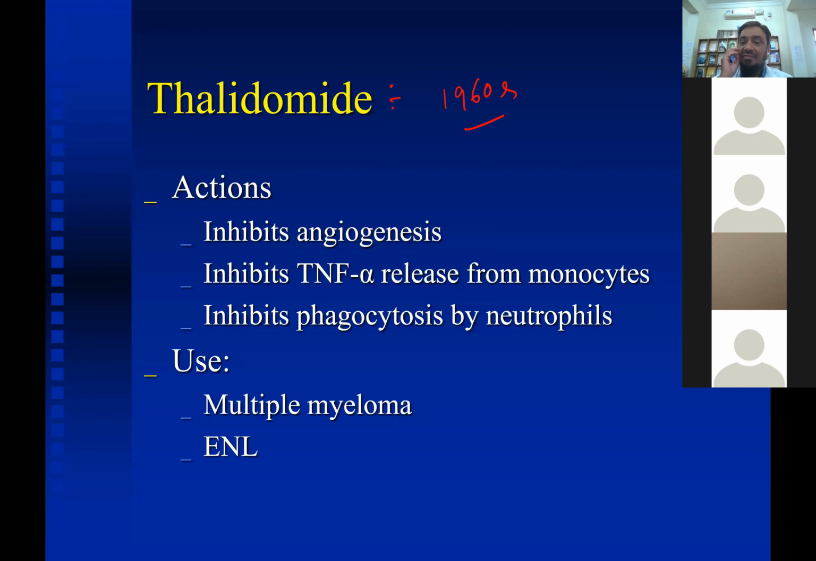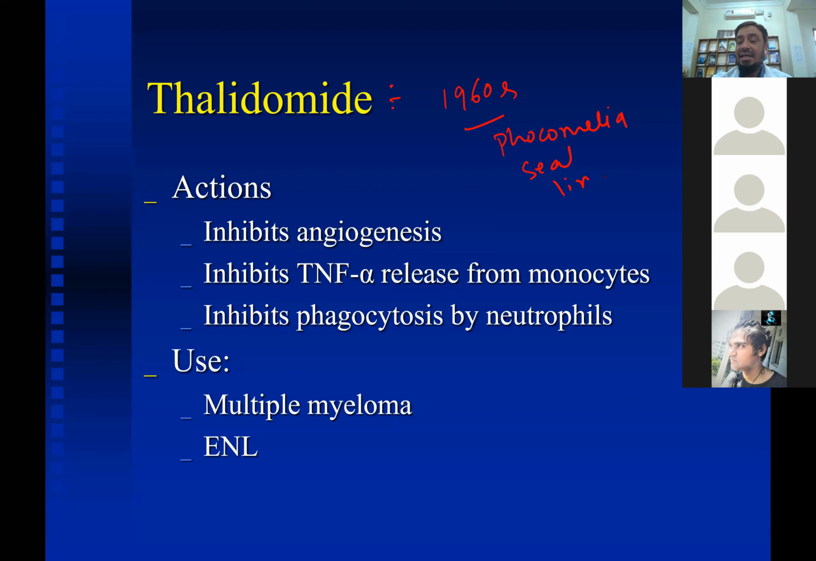And then what happened after a few years? Teratogens. Yes, the babies which were born were without limbs. Okay, it was also known as phocomelia, or seal limbs. There were deformities in the limbs. And that is why this thalidomide was banned.